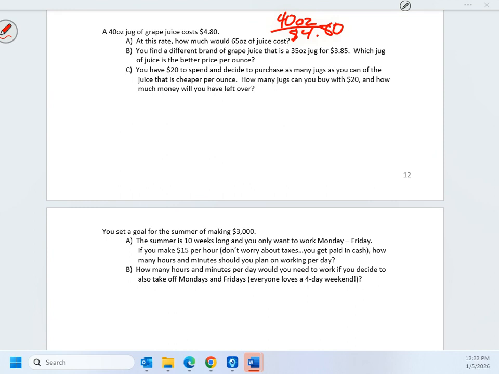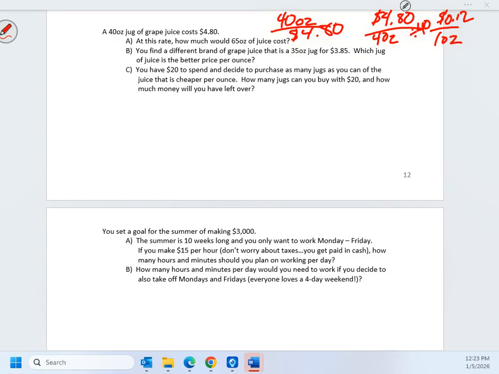I know how much it costs for 1 ounce. I need to go to a unit rate of 1 ounce, right? So I'm going to flip it to put my ounces on bottom, right? Because we can say $4.80 for 40 ounces. I want to go down to 1 ounce. What do I have to do to go down to 1 ounce? Holland? Divide by 40. Divide by 40. What is $4.80 divided by 40? How much would 1 ounce be? Ellen? 12 cents. 12 cents.